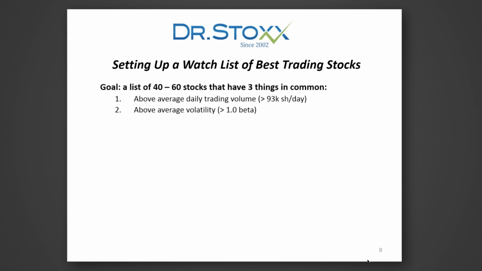Secondly, you want above average volatility. Now, volatility is calculated in a variety of ways, but the most common way is beta, which measures the degree of volatility of a particular stock over and against the S&P 500. A stock that shows a beta of 1.0 is just as volatile as the S&P 500. A stock with less than 1 is less volatile. A stock with more than 1 is more volatile. And most of the best stocks for trading are 2 to 3 times as volatile as the S&P 500.